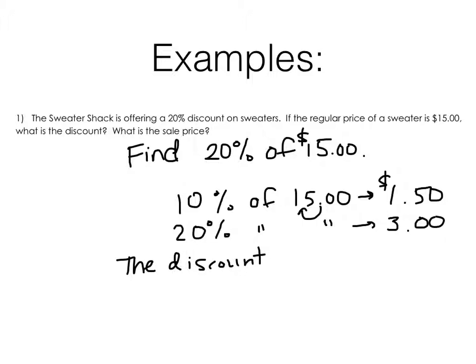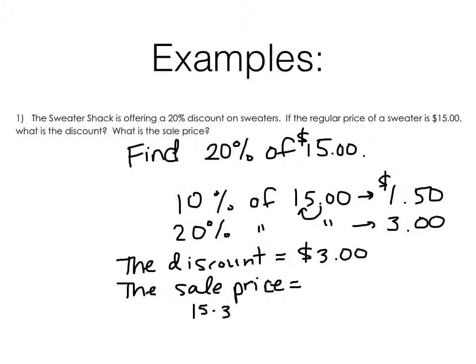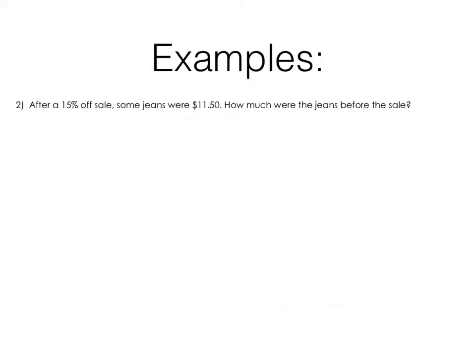Okay, so the discount is $3. So that's how much you'll save on the sweater. If we were just asked, how much will you save or what's the discount, the answer would be $3. The sale price, however, we have to then take that $3 and subtract it. So $15 minus $3 equals $12 for the sweater. Oh, sorry, not jeans, sweater. All right, next problem. All right, this one is a little bit different.